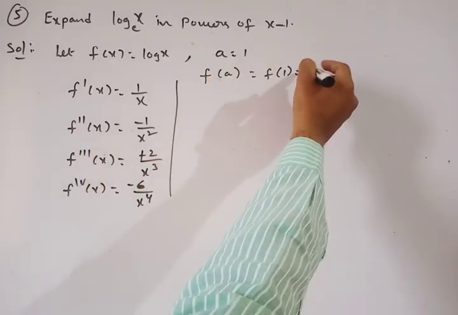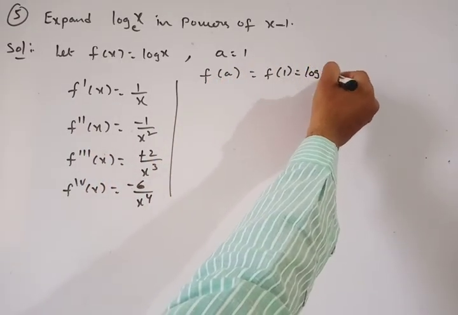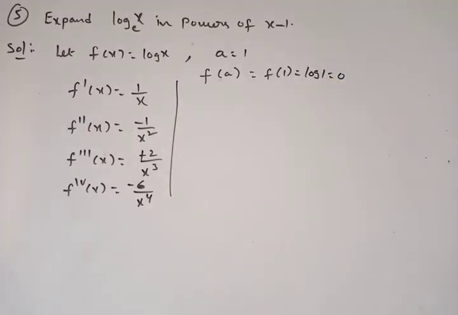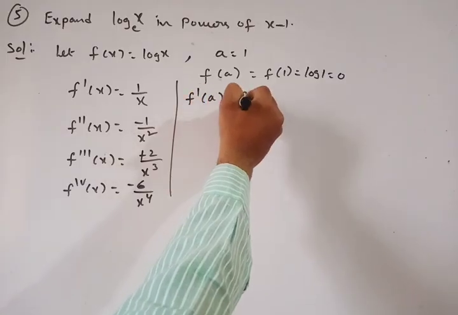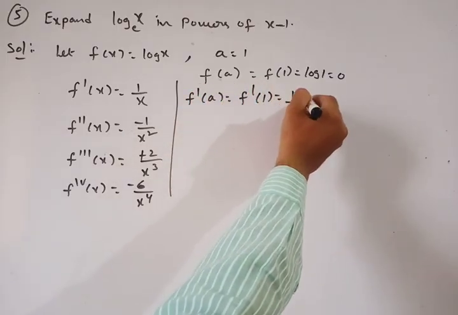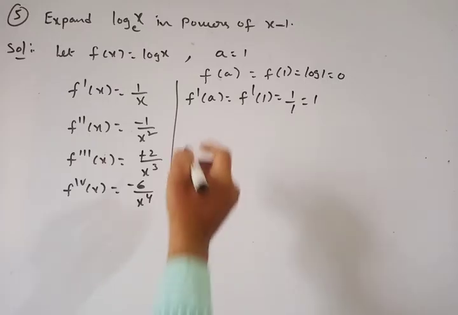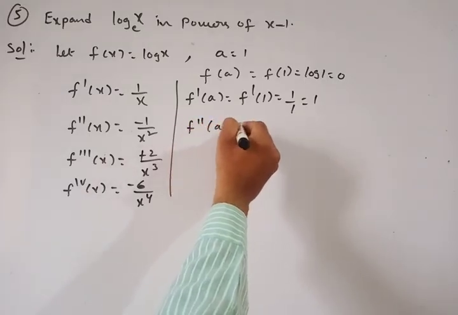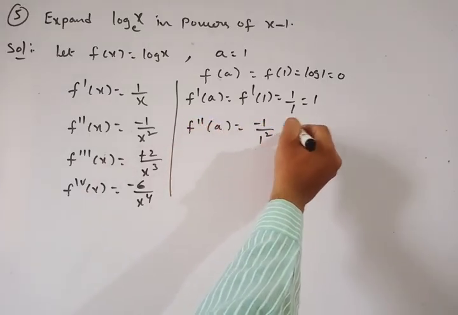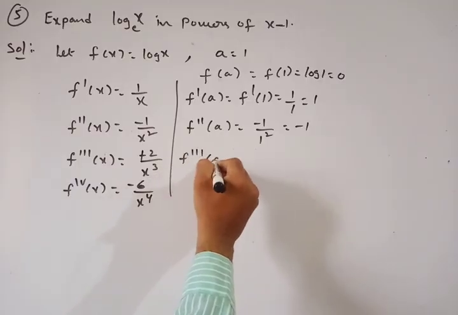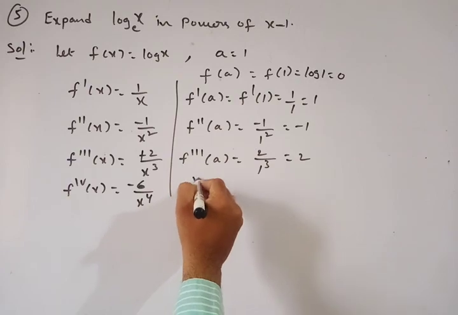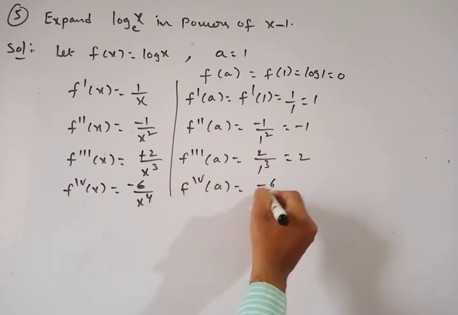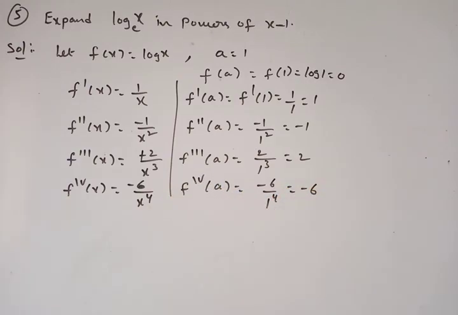F of a is f of 1, log 1. What is log 1? Log 1 is 0. Next, f dash of a means f dash of 1, which is 1 by 1, so 1. Next, f double dash of a means minus 1 by 1 square, which is minus 1. F triple dash of a means 2 by 1 cube, which is 2. F power 4 of a is minus 6 by 1 power 4, which gives minus 6, correct? So these are the values.